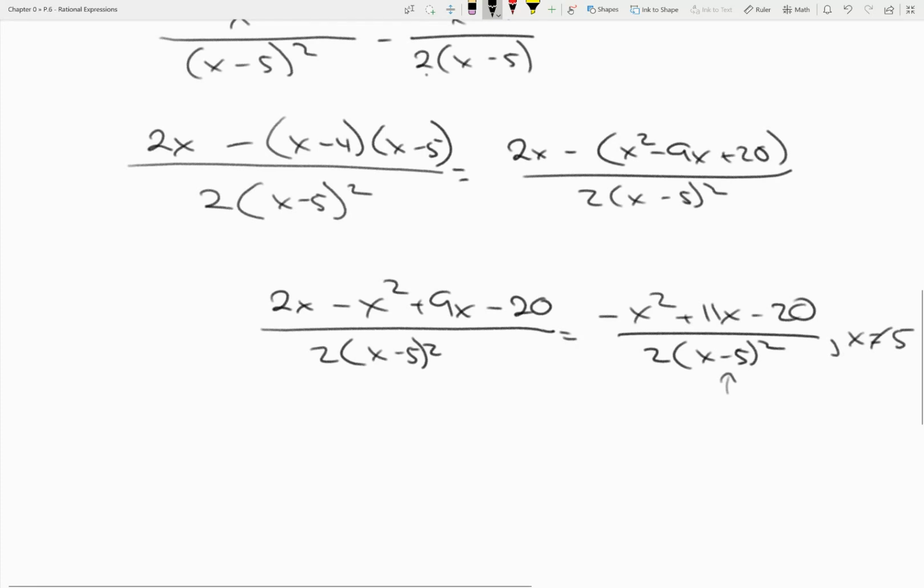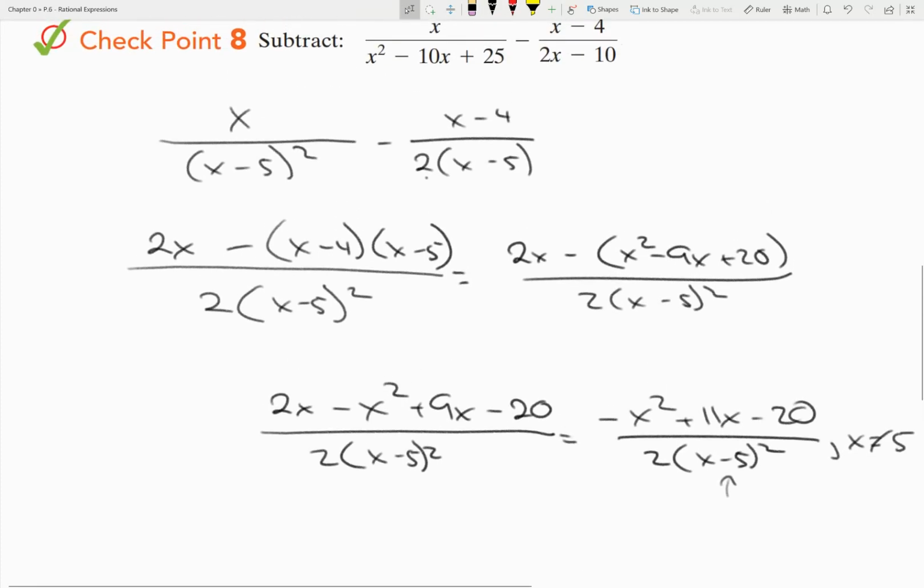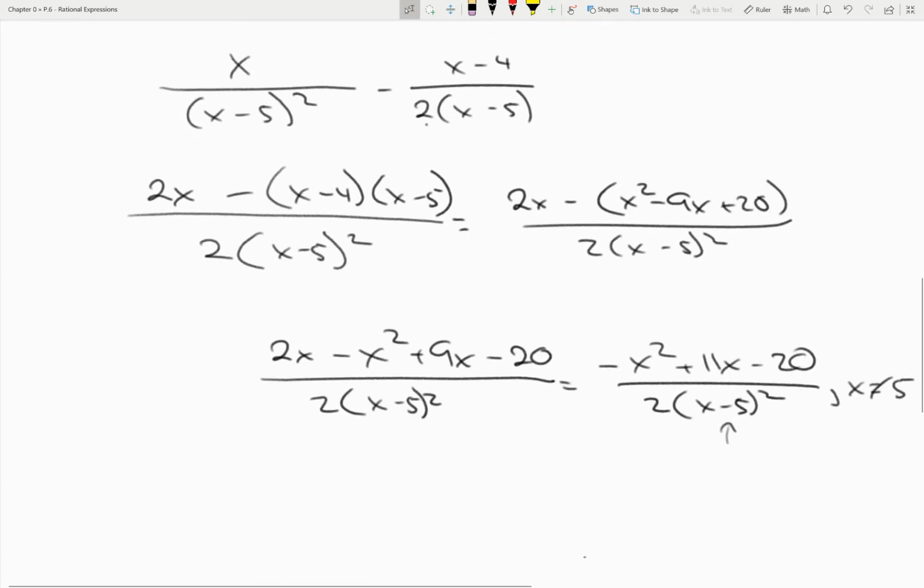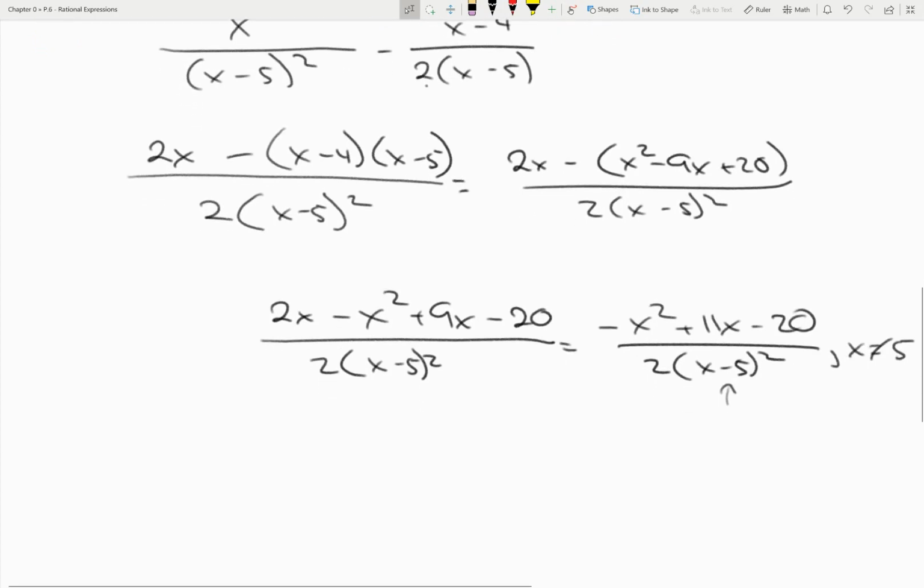5. That is the only variable in the denominator, right? We have an x minus 5 in both of them. The 2 is a constant. That is the only thing in the denominator. That's the only value of x that you could plug in that would make this expression 0 in the denominator.